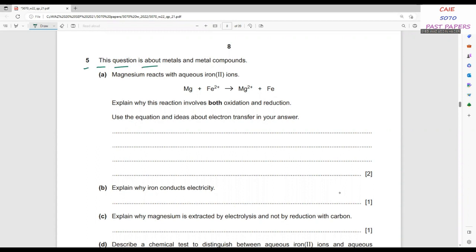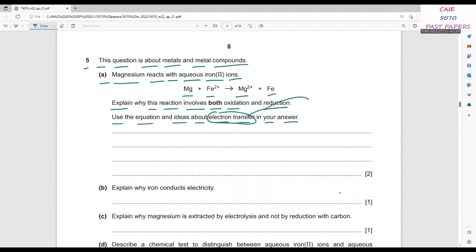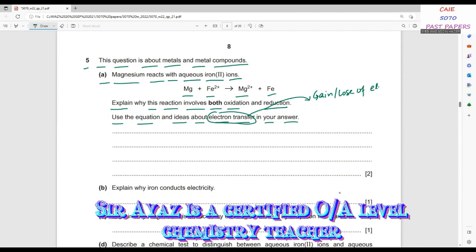This question is about metals and metal compounds. A. Magnesium reacts with aqueous iron 2 ions. This is the reaction. Mg plus Fe2+ gives Mg2+ plus Fe. Explain why this reaction involves both oxidation and reduction. Use the equation and ideas about electron transfer in your answer. Whenever they talk about electron transfer, you will refer gain or loss of electrons.